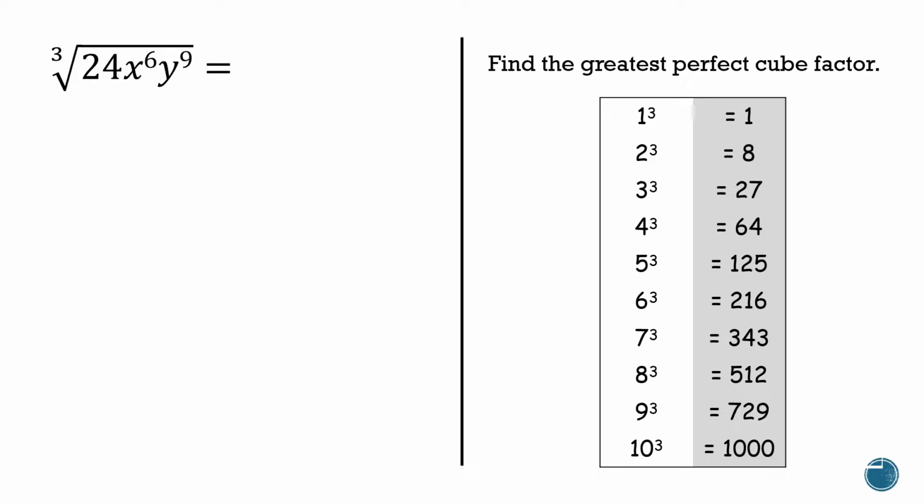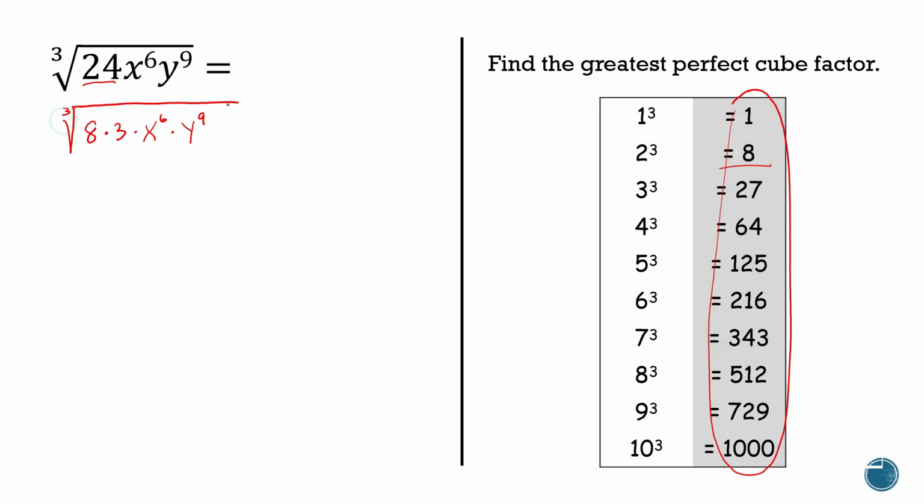So first, let's focus our attention on the number 24, and we need to find the greatest perfect cube factor of 24. From this list, that's positive 8. So 24 can be expressed as 8 times 3. Now with x raised to 6, I'm not going to factor that out because 6 is already divisible by 3. So I'm going to keep it. y raised to 9 as well. It's divisible by 3. I'm talking about the exponent.